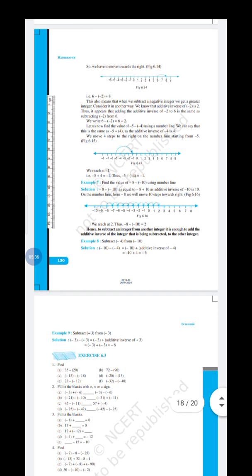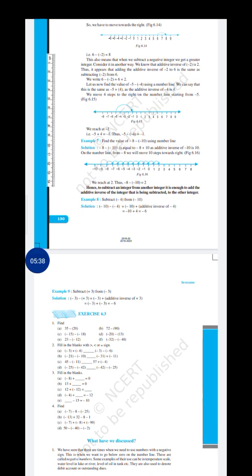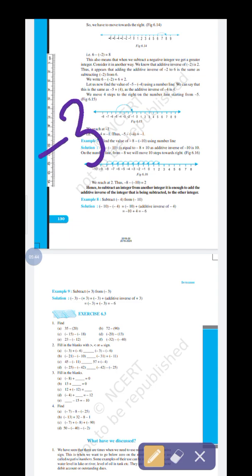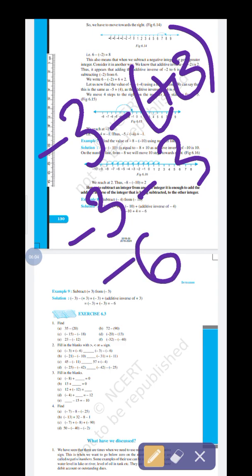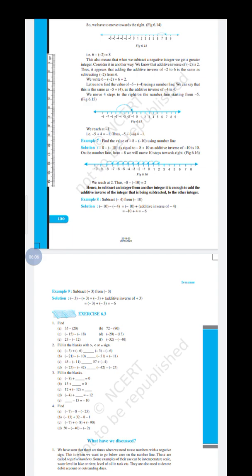Understood, children? Yes. Next is example 9. Subtract plus 3 from minus 3. So minus 3 minus of plus 3. What will you do? The additive inverse of plus 3 is minus 3. So minus and minus means you have to add and put the minus sign. 3 plus 3 is 6, and put the minus sign. So it is minus 6.